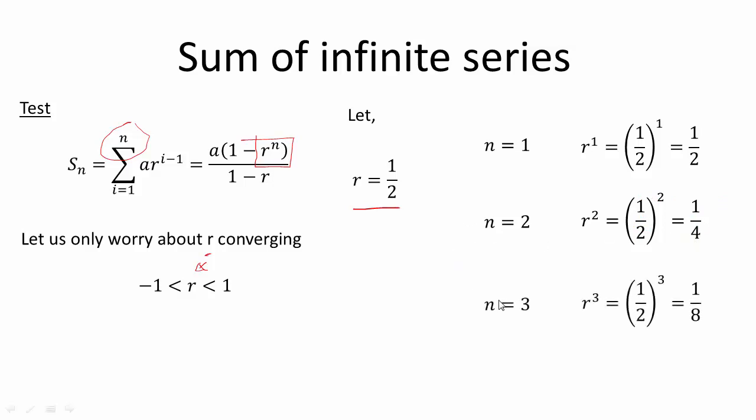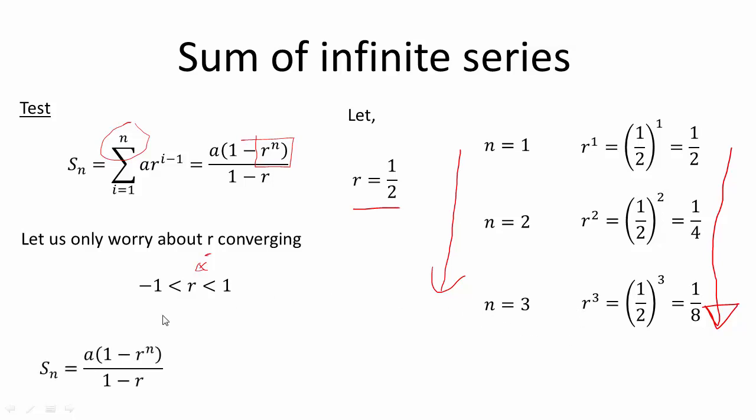Now let's look lastly at n equals 3. We have r to the power of 3, which is the same as a half to the power of 3. We cube the top and the cube the bottom, and we get 1/8. What do we notice here? As n is getting bigger, what is happening to our r to the power of n term? What we notice is that as n increases, r to the power of n is in fact decreasing to 0, because we know that an eighth is smaller than a half. And this will continue as we go to greater n's.